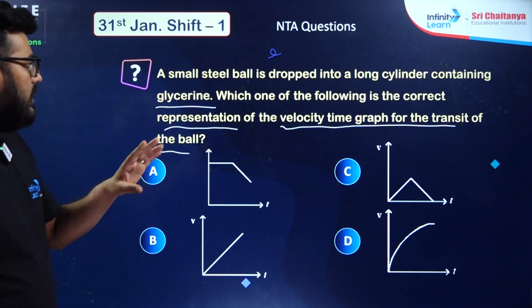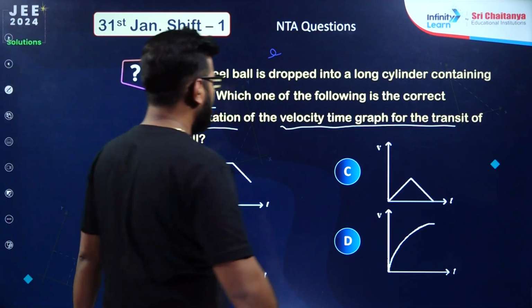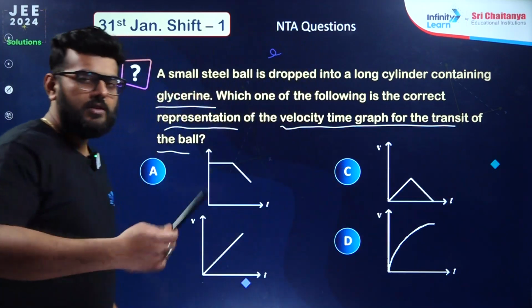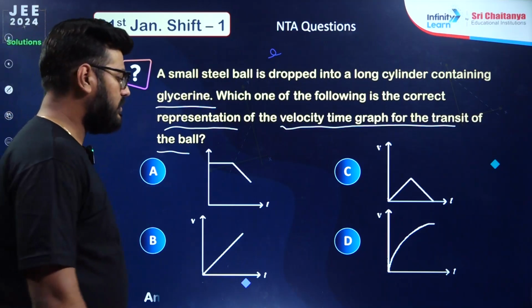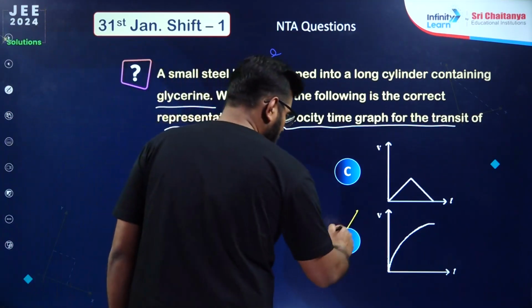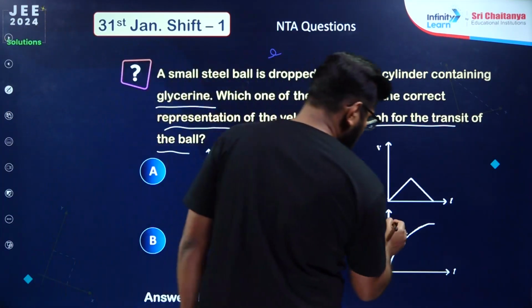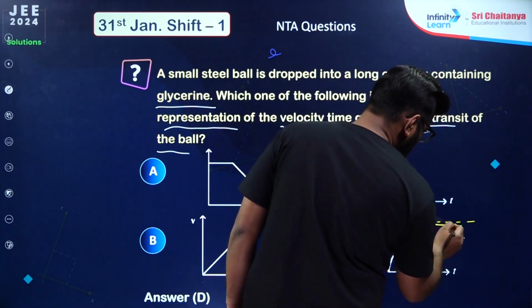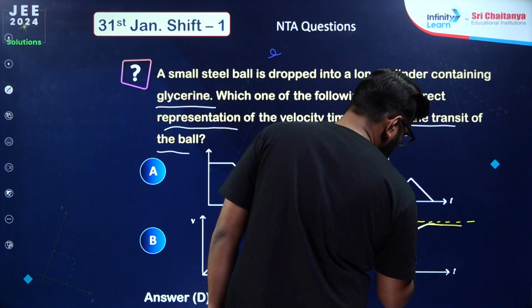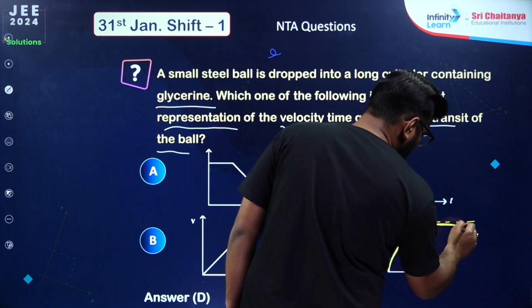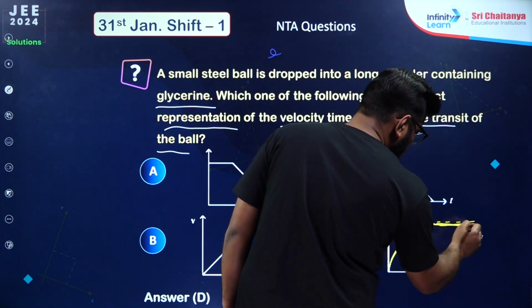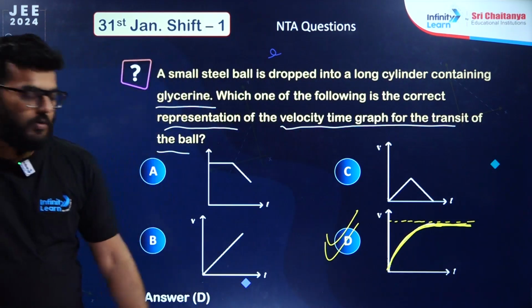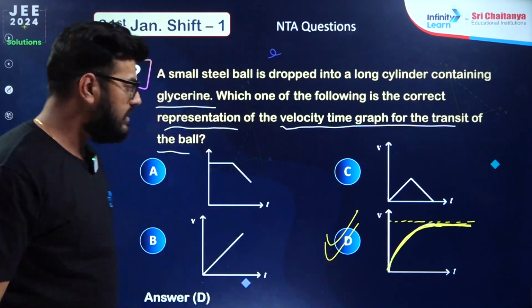So obviously you know that the value of velocity increases and then it tries to attain a terminal velocity after some time because of the presence of viscous forces. So option number D over here correctly matches that scenario, wherein the velocity starts from this point, and then it tries to match that. So this is the scenario which is happening. It will try to match the terminal velocity. Option number D is the correct answer.